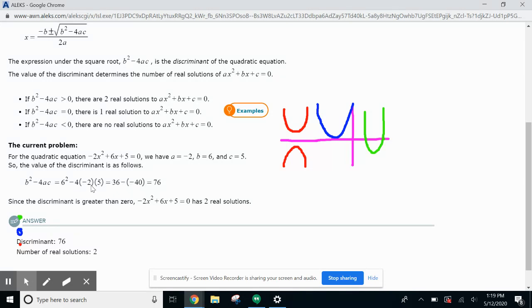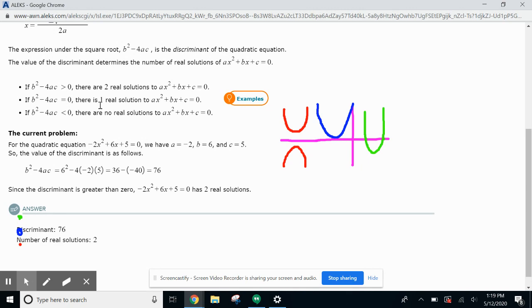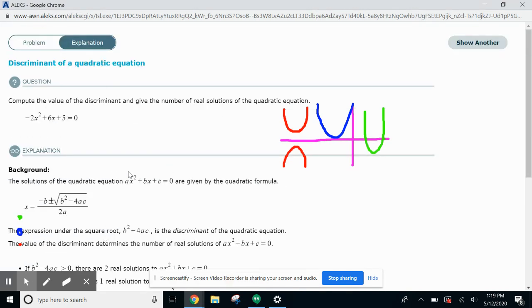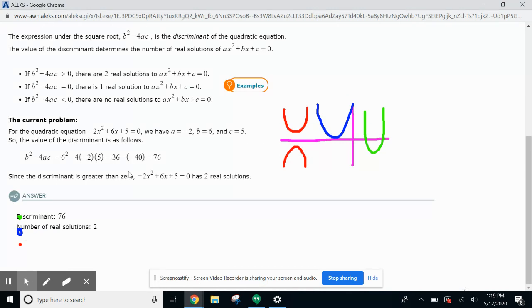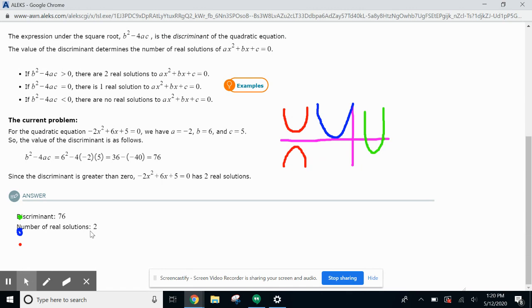They kept the two negatives. Then 4 times 2 is 8. 8 times 5 is 40. These two negatives make a positive, and so you'll add them to make 76. So the discriminant is 76, which is greater than 0. So we have two real solutions. And that's what they want you to do on this problem. When they're just asking for the discriminant, you only have to do this section of the quadratic formula and write down how many solutions there are.